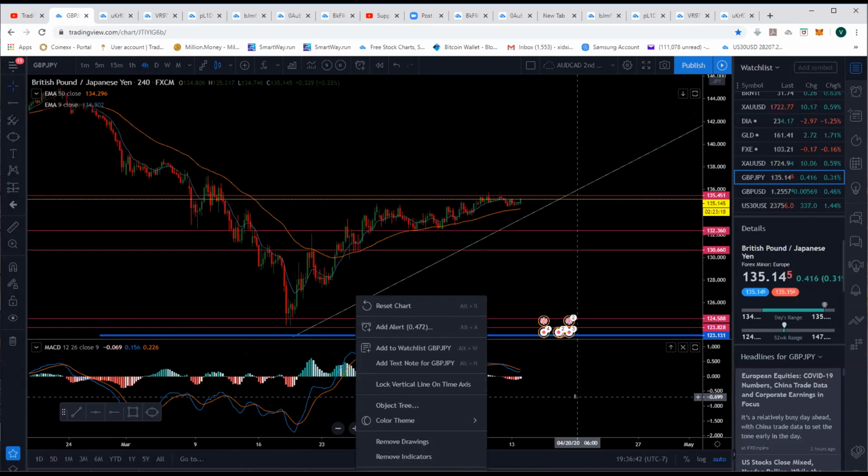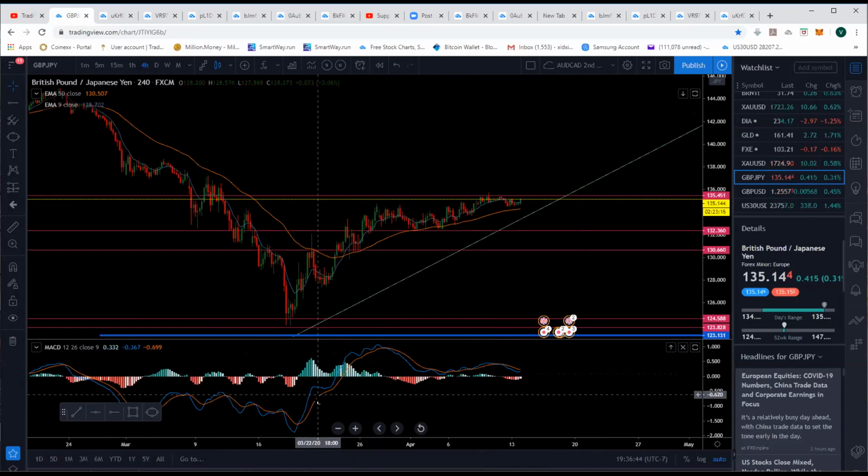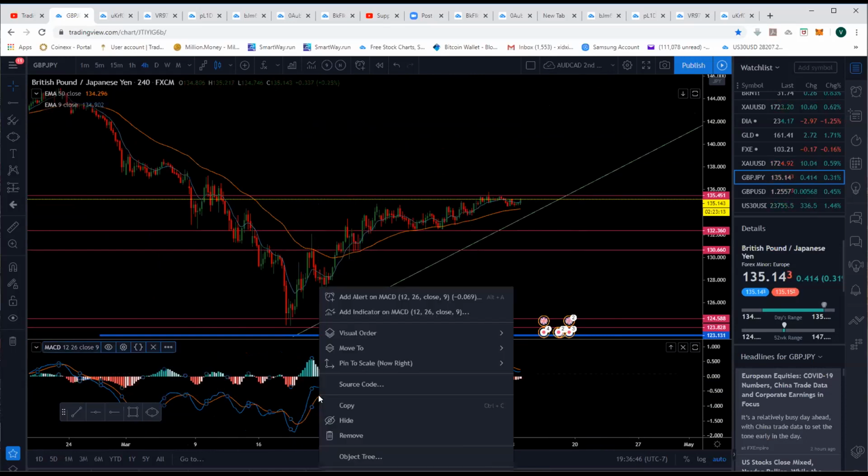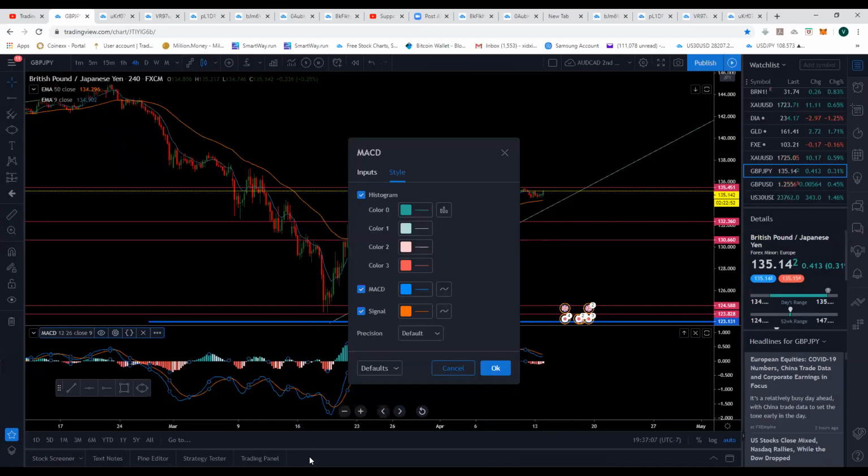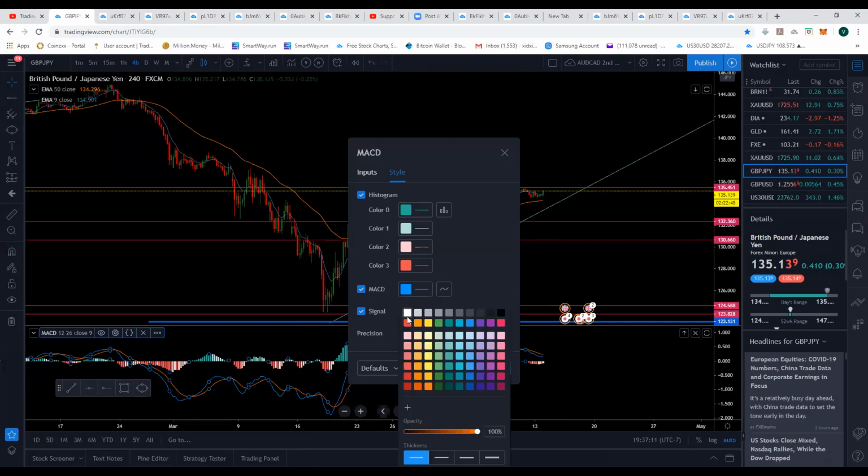Where is it? I must have missed it. Go to settings. Where do you see settings here? Right click on it. There we go. You can change it to whatever colors you want.